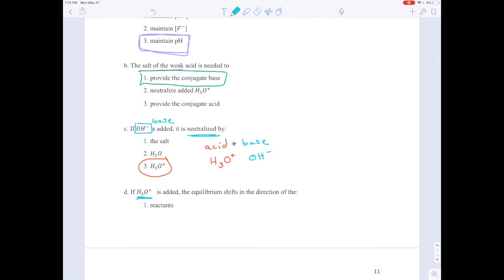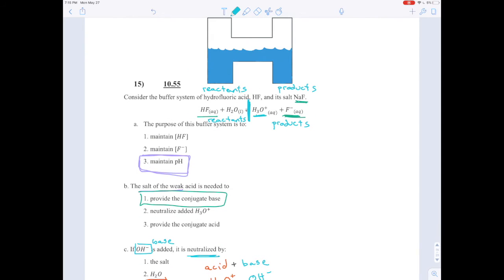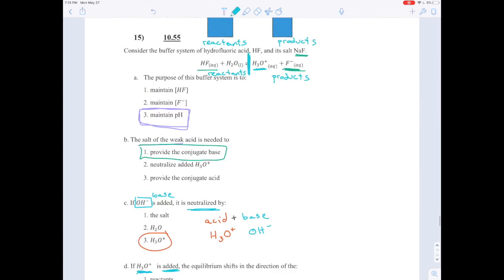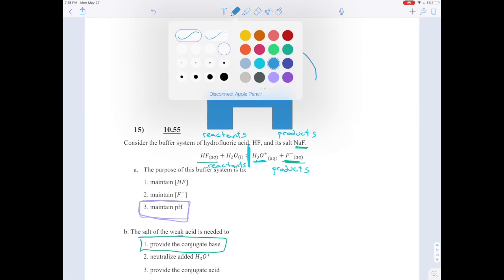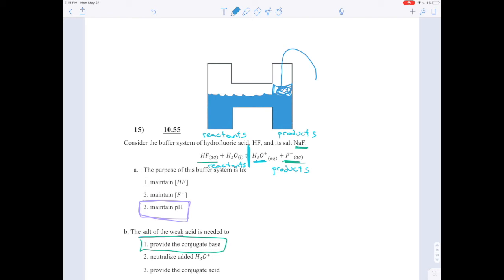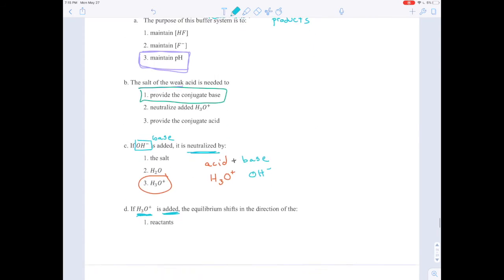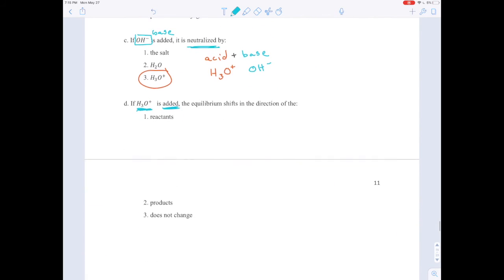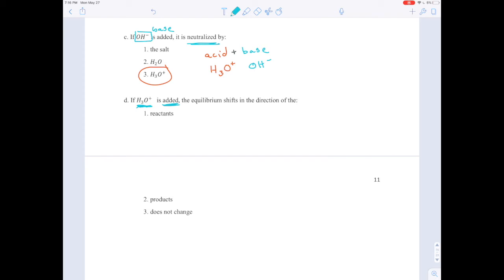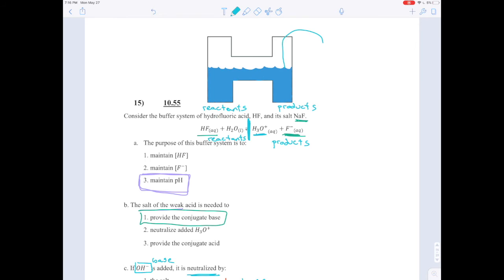So H3O+ is a product. We can see it here. So when you add it, that would be like adding water to the product side of this water tank. The water doesn't just build up there in a block. It flows. What direction does it flow in? It flows to the other side, to the left. So, toward the reactants, in other words. So when it says, if H3O+ is added, the equilibrium shifts in the direction of the reactants. Because when you add water here, the equilibrium shifts to reduce the change.